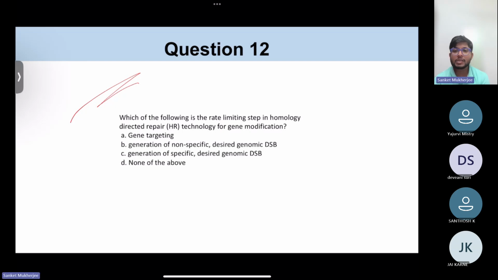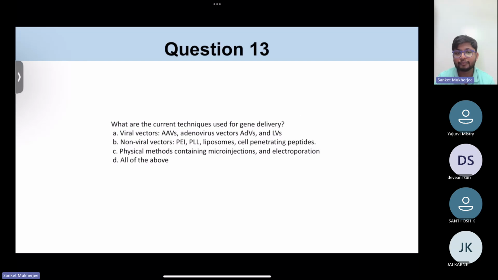Any answers? Generation of specific desired double-stranded breaks. This is the main rate limiting step of this entire homologous recombination.